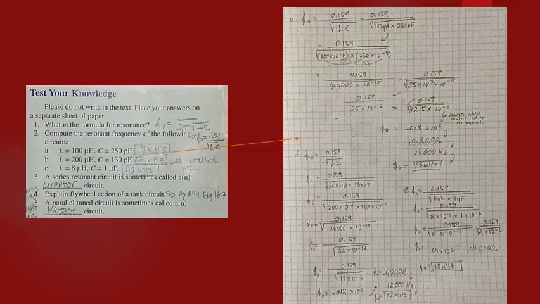And you can see a version of it right following the question, which is 1 divided by 2 times pi times the square root of inductance and capacitance. A shortened version of it is 0.159 divided by the square root of inductance times capacitance. Number 2, compute the resonant frequency for the following.